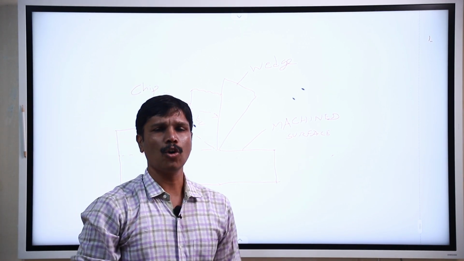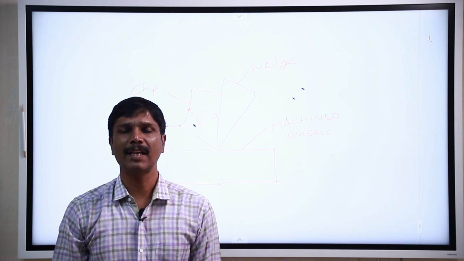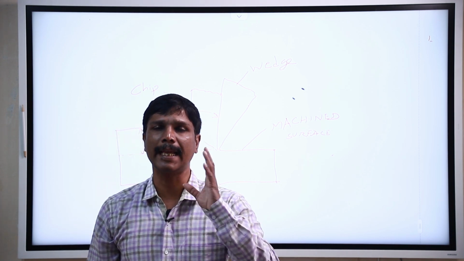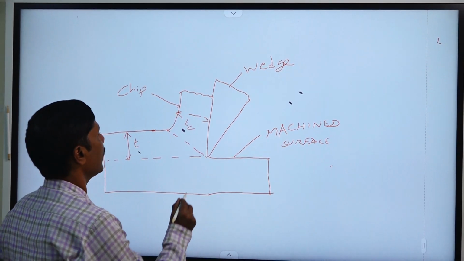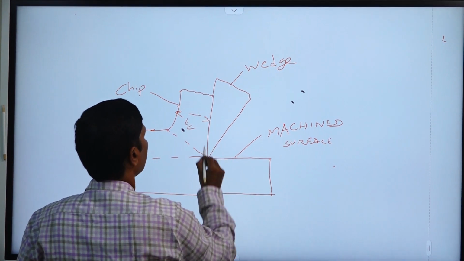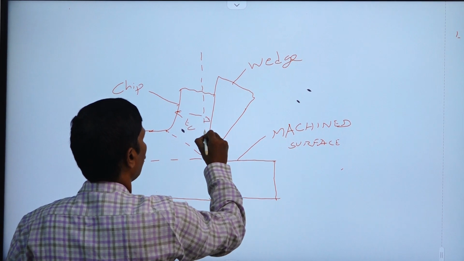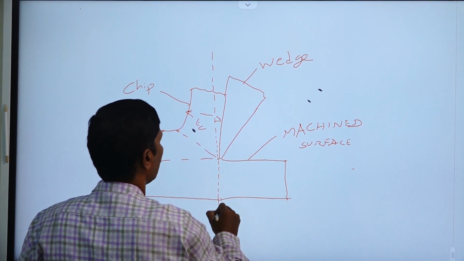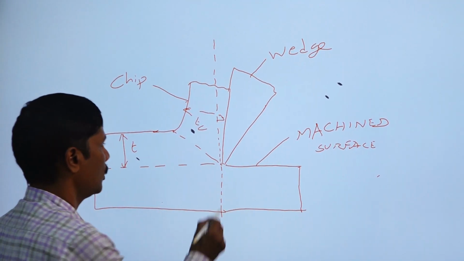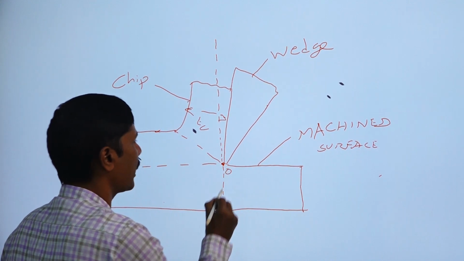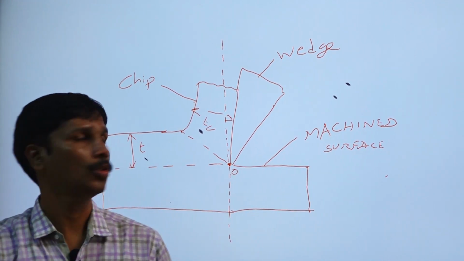Next, we should know about the two angles. The first angle I want to introduce is rake angle. To measure the rake angle, we have to draw the vertical line which touches the tool tip point. This is the point it is touching. I call it O.